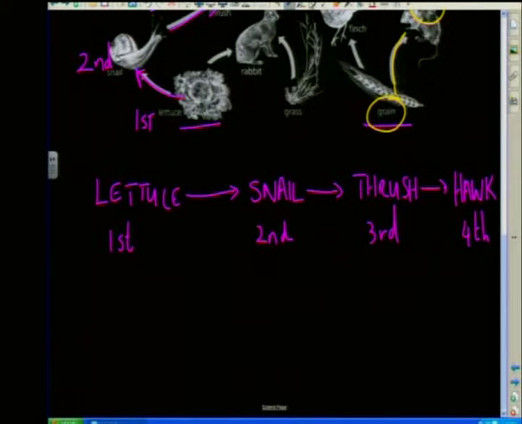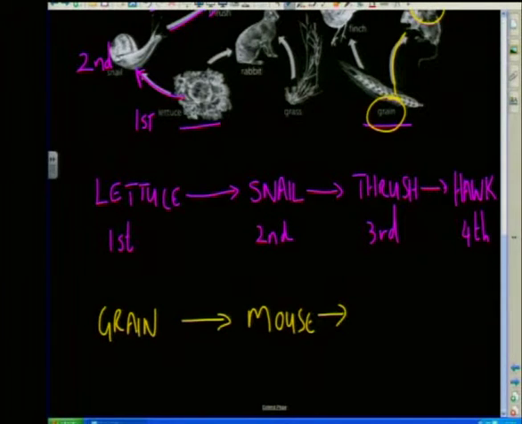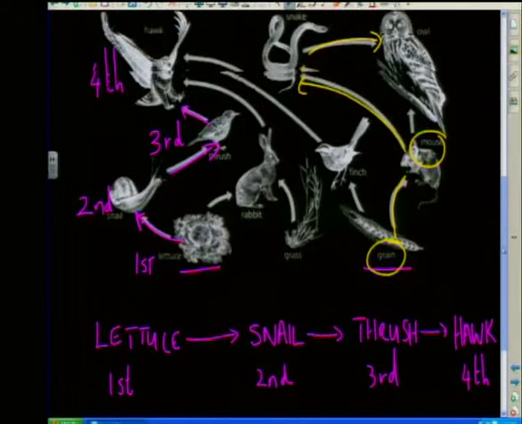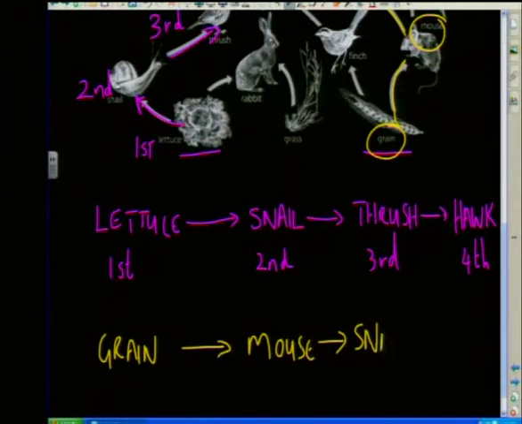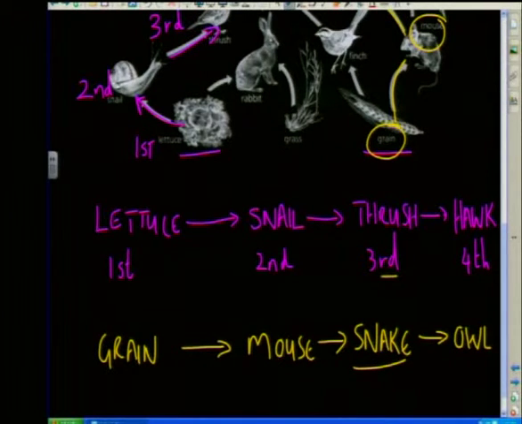So the second example would be grain. That'll be the first trophic level. The next would be the mouse. The next would be, if we scroll up there, the snake. And the fourth trophic level would be the owl. So in this food chain, we've got the grain, which would be the producers, produced by the wheat plant, the mouse being the primary consumer, the second trophic level, the snake being the secondary consumer on the third trophic level, and we have the owl being the tertiary consumer on the fourth trophic level.